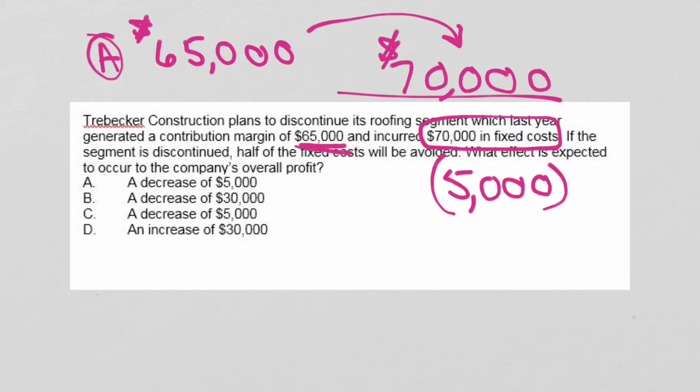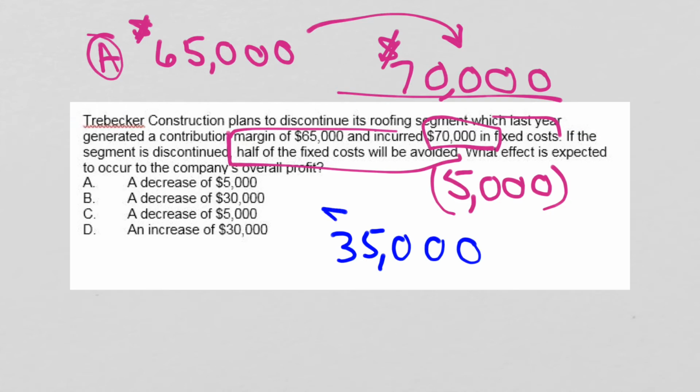What happens if they discontinue it is the following. They're going to be able to avoid half of the fixed costs, hence the unavoidable costs. How much was that? The fixed costs that we saw was $70,000. We're going to avoid half of that. Half of that is $35,000. So we're going to save on the fixed side $35,000.